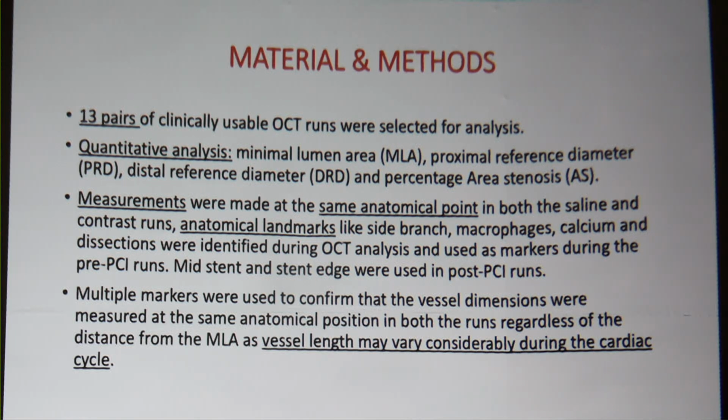When we measured the coronary artery anatomically, we used a number of anatomical points, because as we all know, whenever we take an OCT run, the first and second runs will be different, because with the contraction of the heart you will see a different length of the coronary artery. So we used a number of anatomical markers like side branch, macrophage, calcium, or dissection, so that we are measuring the coronary artery at the same anatomical level.